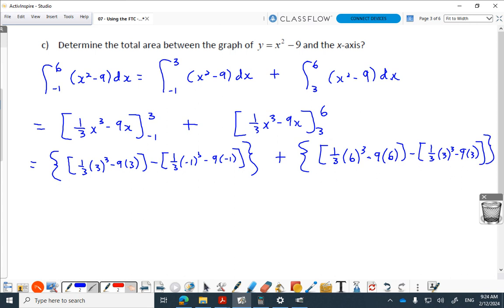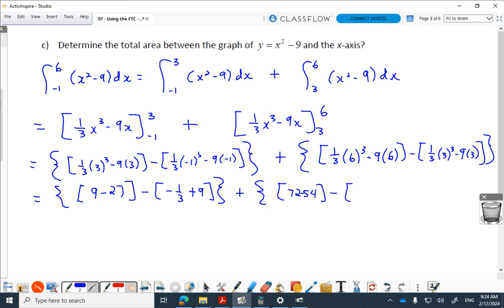Let's see how I do here with the mental math this time. This one's 9 minus 27. And this one's -1/3 plus 9. Oh, that's the exact same error I made a minute ago. Okay, so get that right this time. And this one's 72 minus 54. That looks familiar. And this one's 9 minus 27. Ooh, I better check that. I feel like I fell asleep there at the end. 6 cubed is 216, divided by 3 is 72, 9 times 6 is 54, and 9 minus 27. I like it.